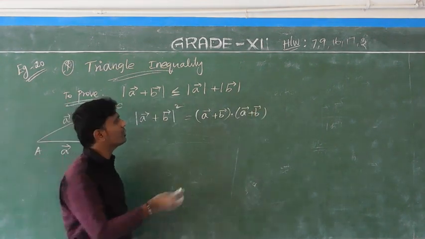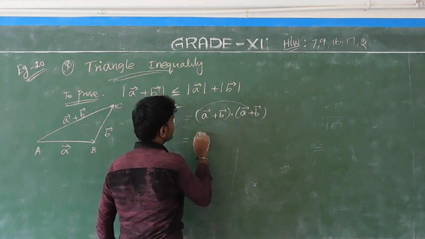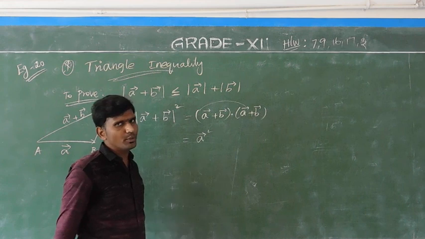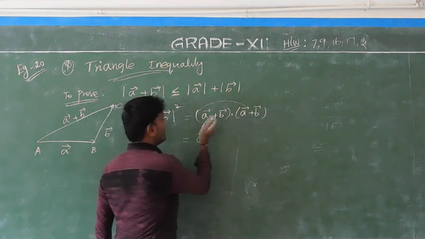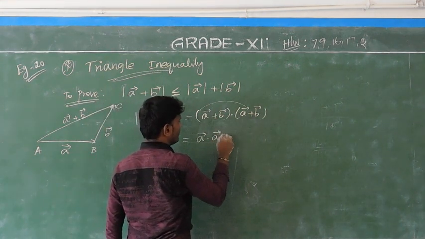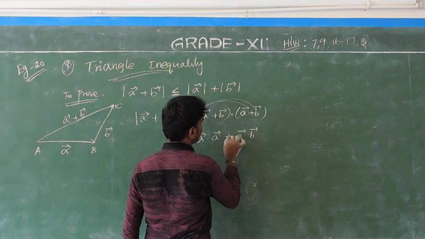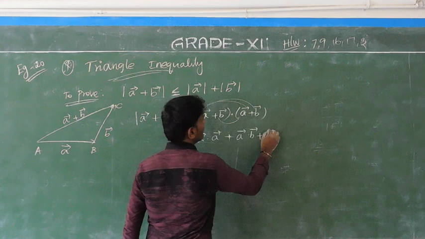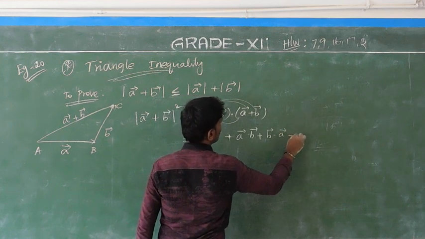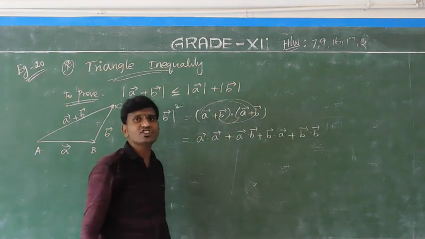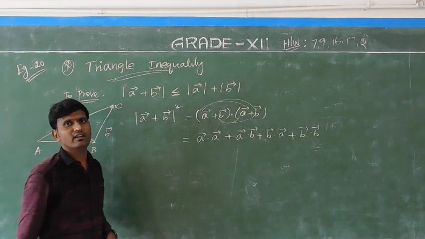So how to take the dot product? A into A, that is A vector the whole square. Increasing the steps a little is not a problem, you can add one extra step. A dot A plus A dot B plus B dot A plus B dot B. Have you got it, children? You have to take the dot product like this.